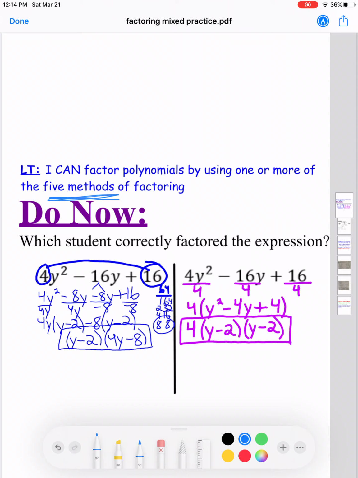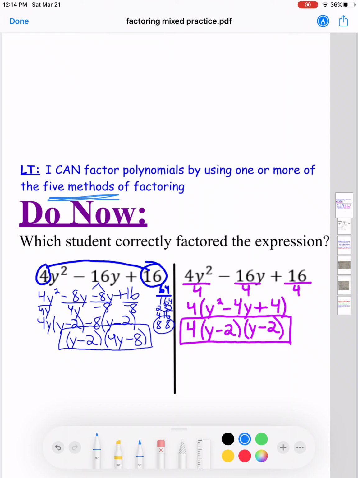We're going to start today by looking at this do now question. It said, which student correctly factored the expression? So our expression was 4y squared minus 16y plus 16. So I want you to take a minute to look at these two expressions. I would pause the video right here so you can decide which student did this correctly.